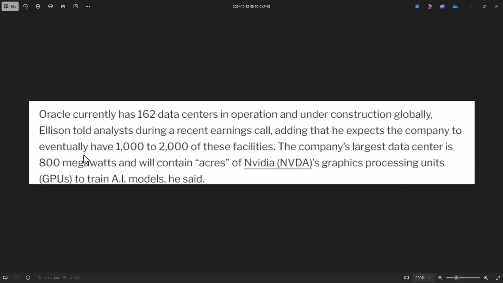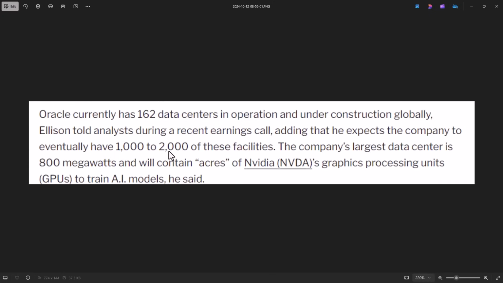Now, one of the things about data centers that I want people to wrap their minds around when we talk about the IGV names is that Oracle currently has 162 data centers under construction globally. Ellison told analysts this at an earnings call, and he did this at Oracle World as well. If you look up Oracle World on YouTube and listen to Ellison's speech, listen to what he has to say. He expects the company to eventually have 1,000 to 2,000 of these facilities.